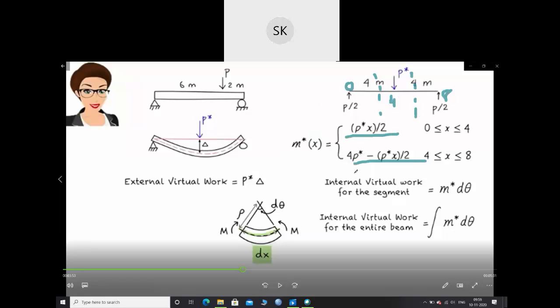Now what will be the internal virtual work for the segment? So I am taking a segment of the deflected beam. For this segment, I am getting m star into d theta. Now if I need to find out the deflection of the entire beam, what will I do? I'll integrate that value. First, I have found out the internal virtual work of a small segment, and when I integrate over the whole beam, I'll get the internal virtual work for the entire beam.